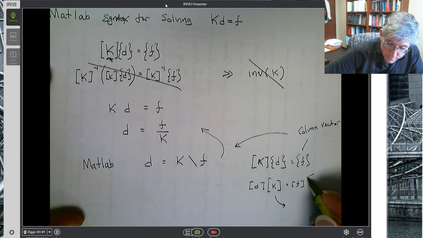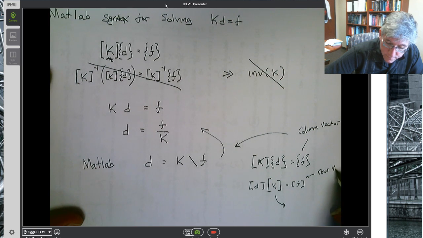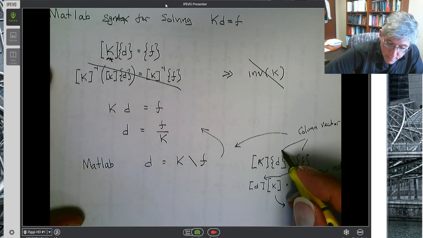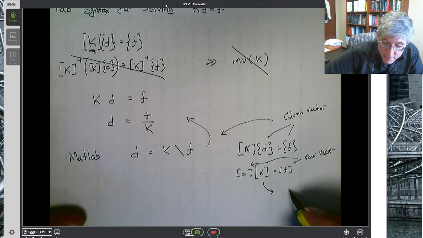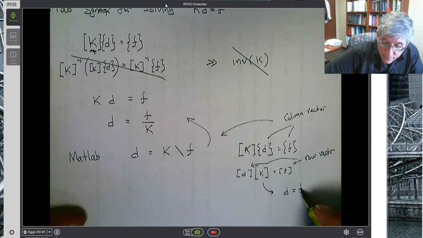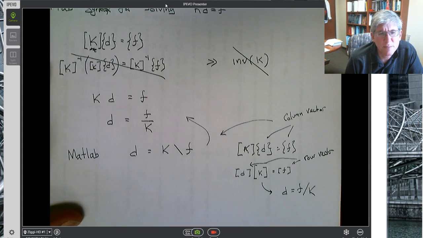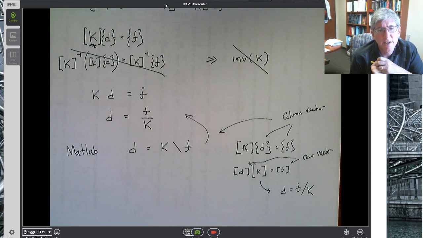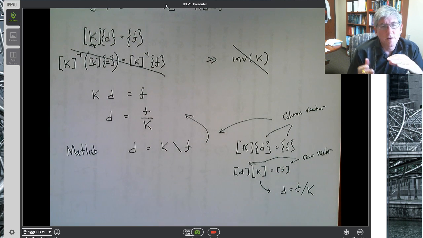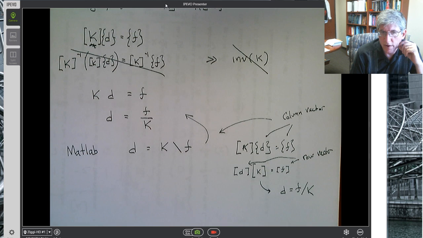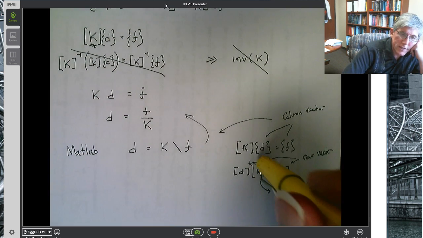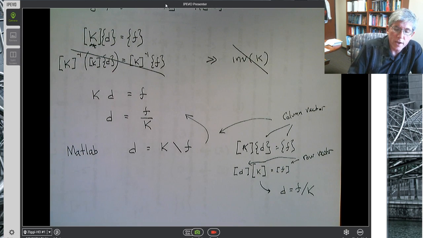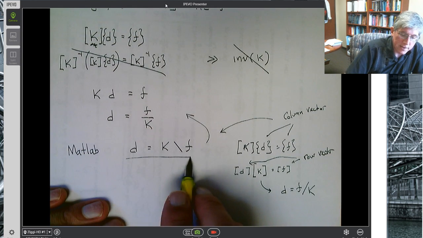If it's a row vector, if we're trying to solve for a row vector, then the syntax we would use here is D equals F over K, which I guess maybe is what you would think it should be to begin with, right? So the reason why it's front slash or backslash has to do with whether your right-hand side and your solution vector are row vectors or column vectors. Most often in this class, D and F are going to be column vectors, so we are going to be using this syntax.